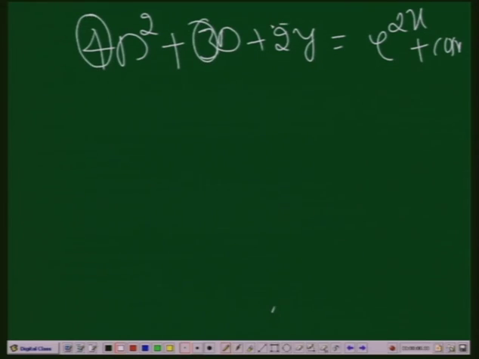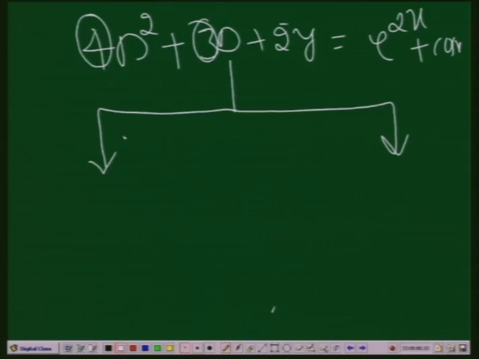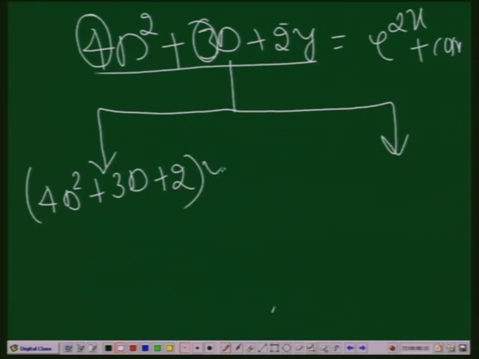Solution of this equation consists of two parts. What we do is, we first find the general solution of the homogeneous part of this differential equation. What is the homogeneous part? (4D² + 3D + 2)y equals 0. This is the homogeneous part. We find the general solution of this homogeneous part, which consists of two arbitrary constants, of course due to the order of the differential equation.